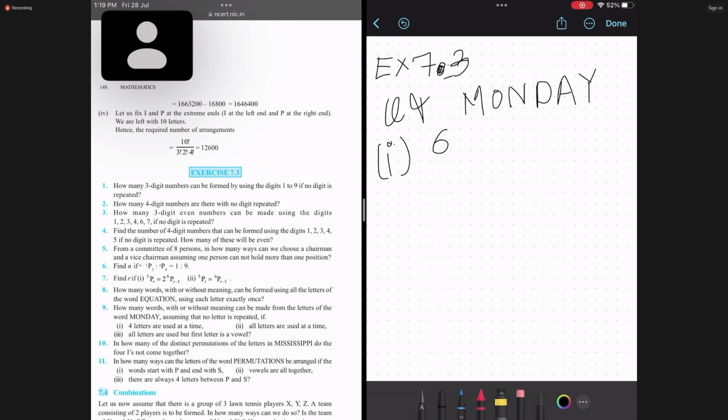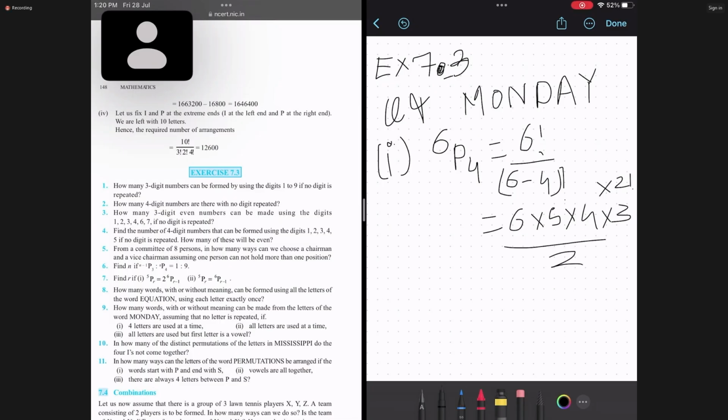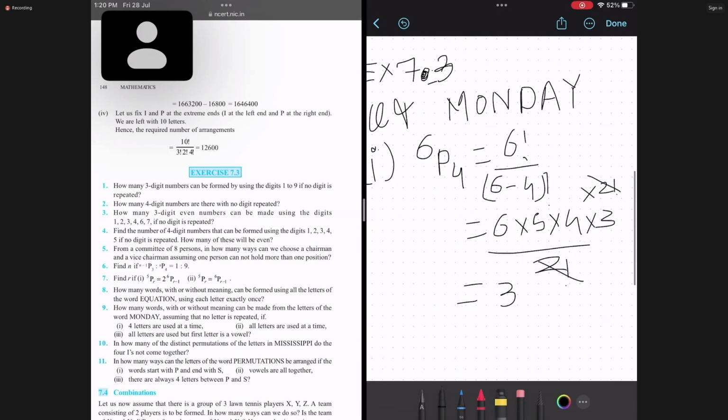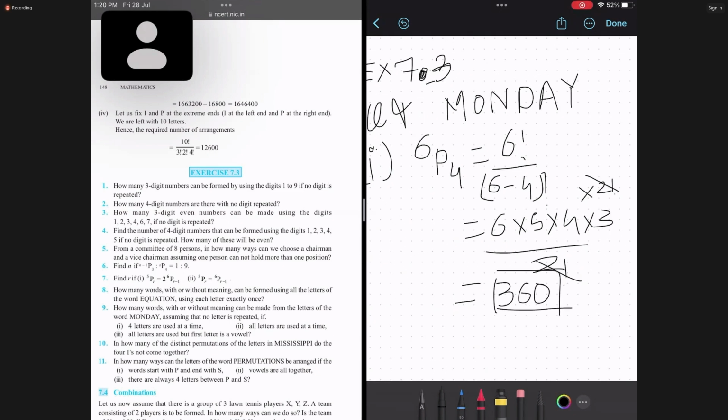That is nothing but 6P4, which is 6 factorial upon 6 minus 4 factorial. When you solve this, it is 6 into 5 into 4 into 3 into 2 factorial upon 2 factorial, and that gets cancelled. 6 into 5 is 30, into 4 is 120, into 3 is 360. So 360 distinct words are possible when you use 4 letters of the word Monday and make words out of those, right?